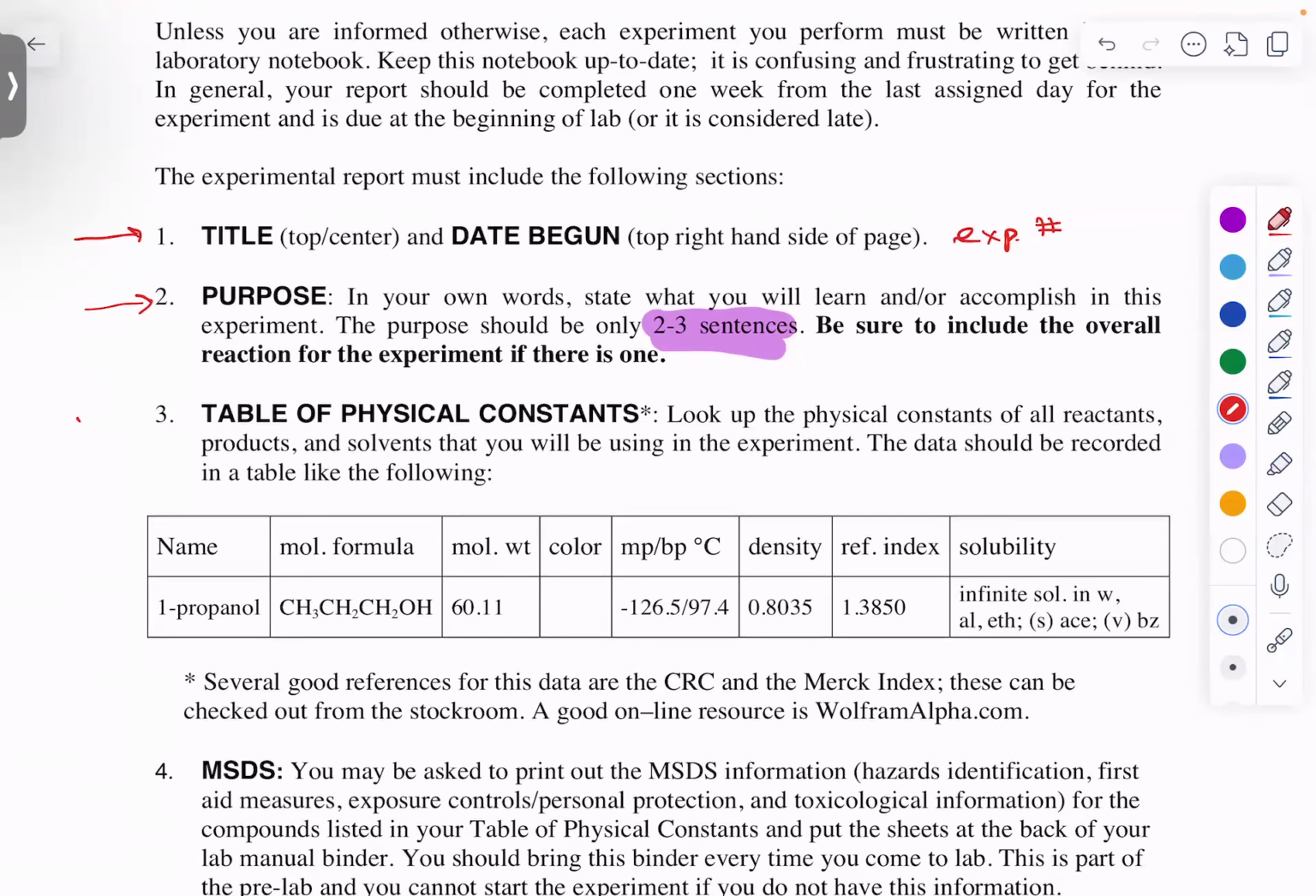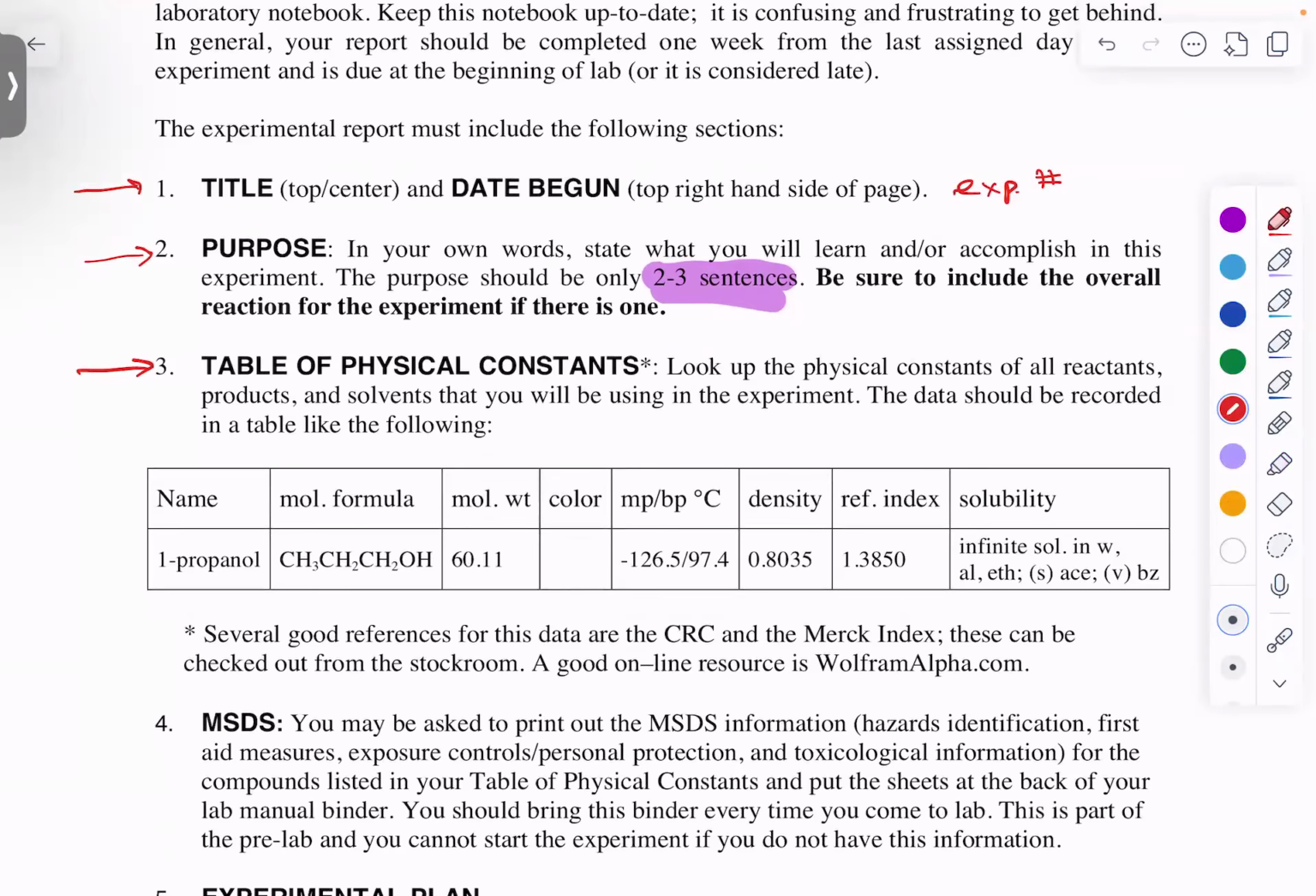The third thing that you're going to have is a table of physical constants, and I have a sample of that shown in this table right here. The one thing I want to highlight about the physical constants is this should only be for your organic compounds. As an example, if you're working with an ice bath, you obviously need ice and water for that. You don't need to give me the physical constants for water. I'm only interested in the physical constants for the organic compounds you're working with.